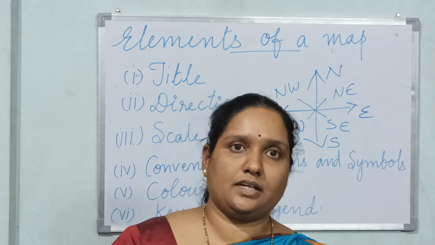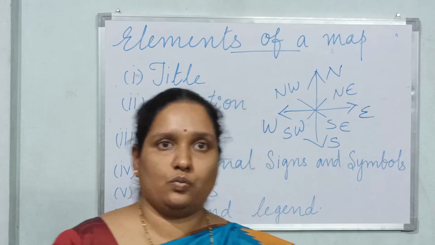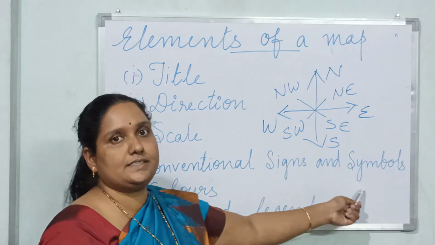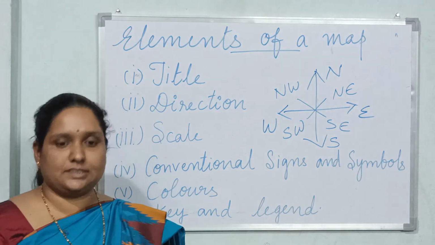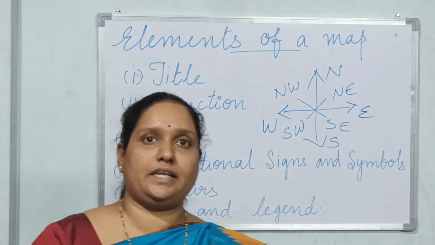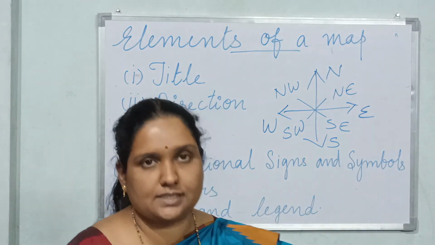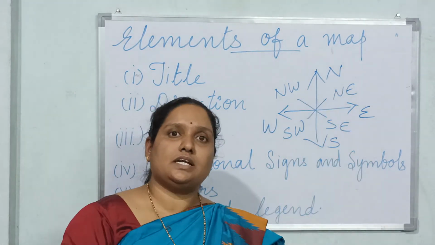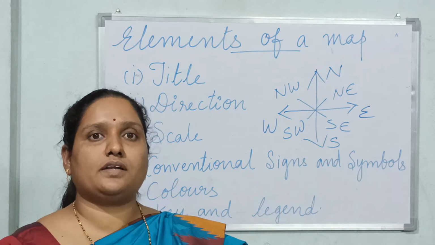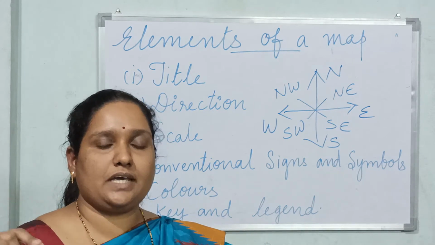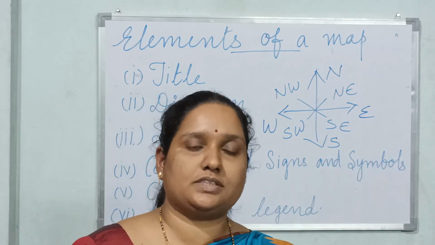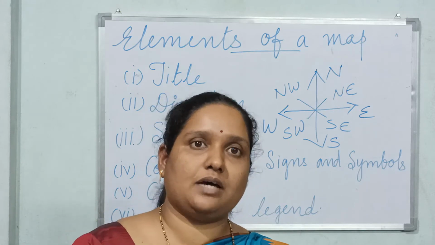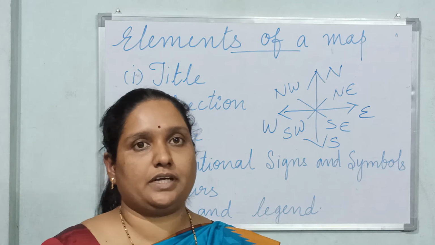So you can see that in detail in the next part of the video. Next one is conventional signs and symbols. Conventional signs and symbols are again given on your page number 11. This conventional signs and symbols tells us about what each and every sign represents in a map. Sometimes it is worldwide accepted and some are used in that particular map.